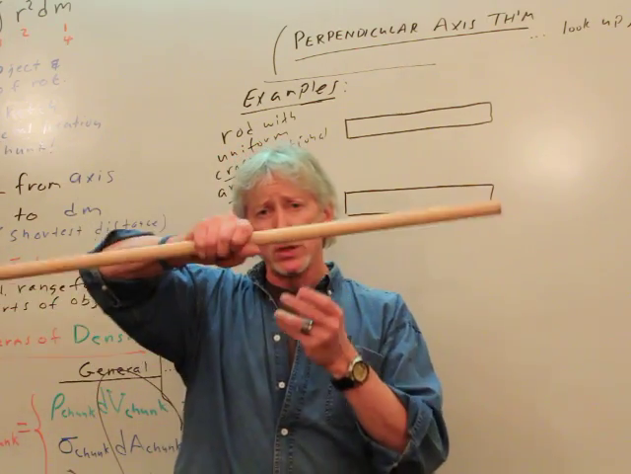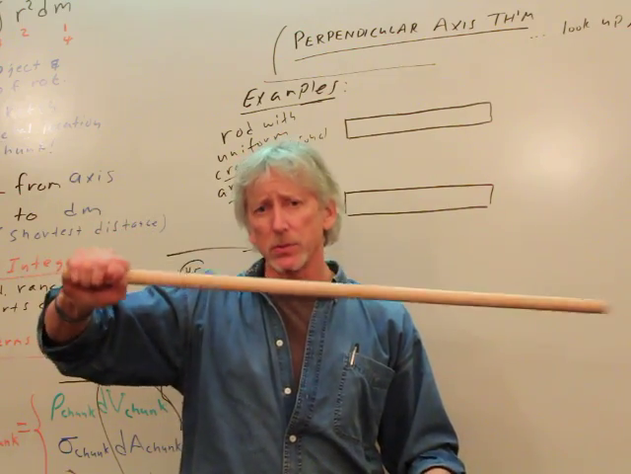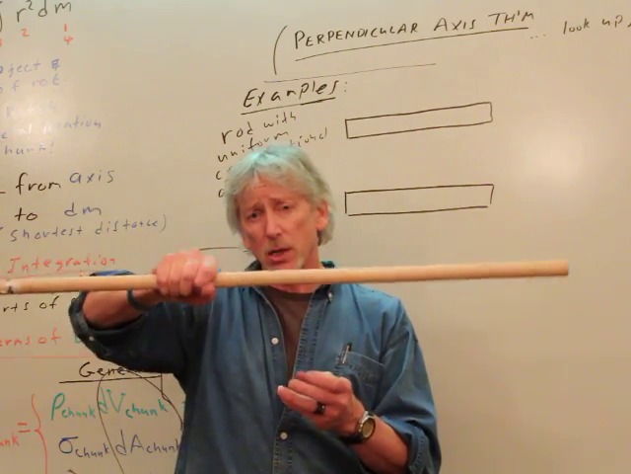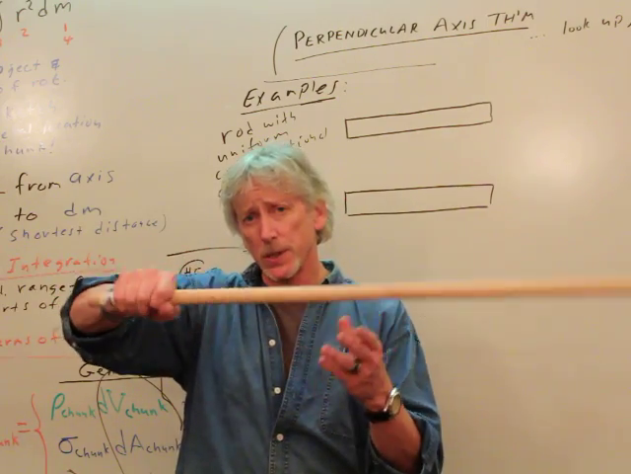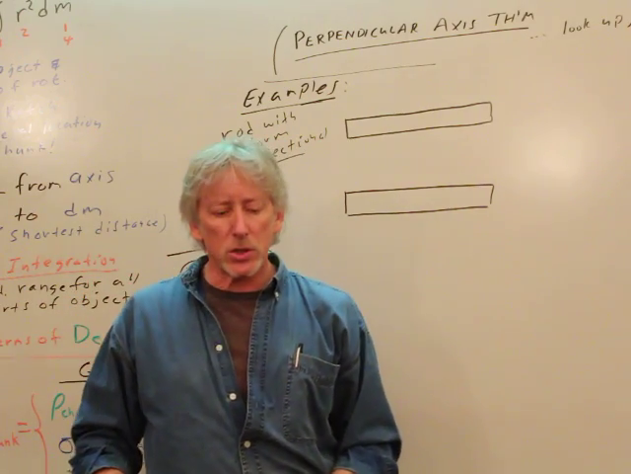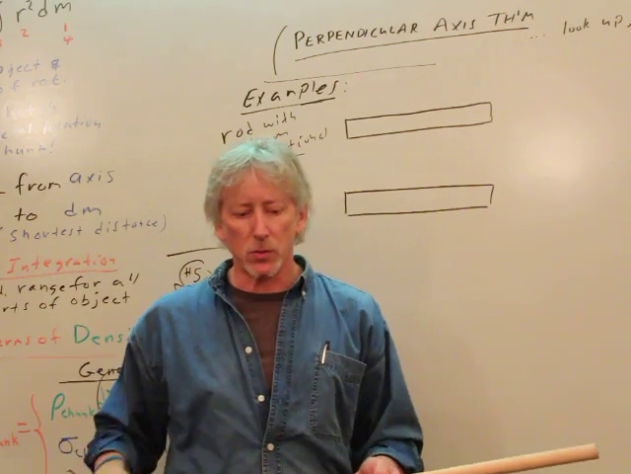So feel it. This is harder to speed up, slow down, speed up, slow down than this is, and yet it's the same object. This is getting harder, getting harder, okay? So the rotational inertia is not a property of the object, it depends on which axis of rotation.